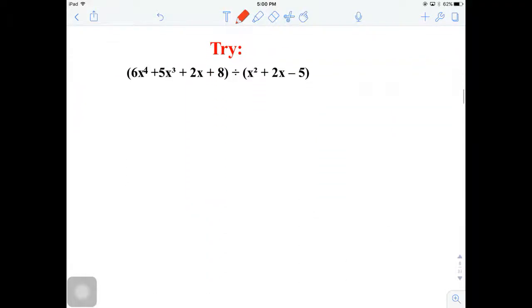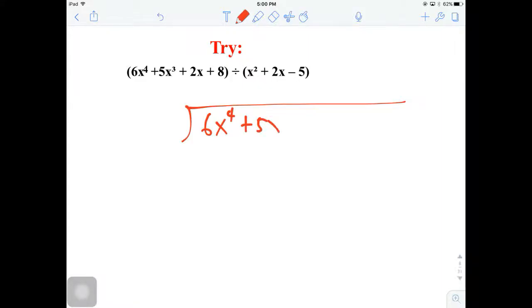We're going to have you try one right now. So go ahead and try this problem and see if you know how to do this before you look at the answer. Hopefully you've already tried it. And let's set up the problem. We've got 6x to the 4th plus 5x to the cube. And right here, you should notice that there is no x squared term. It's missing. So we're going to fill it in with a 0x squared plus 2x plus 8. And we have x squared plus 2x minus 5 outside as the divisor.